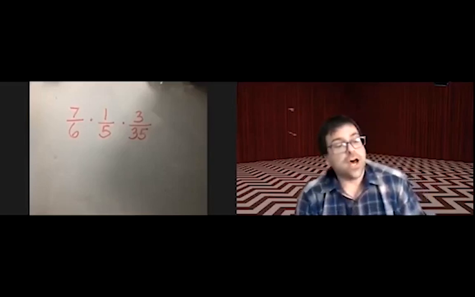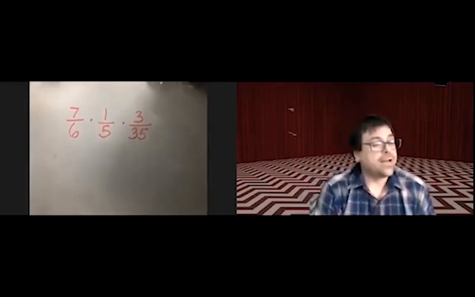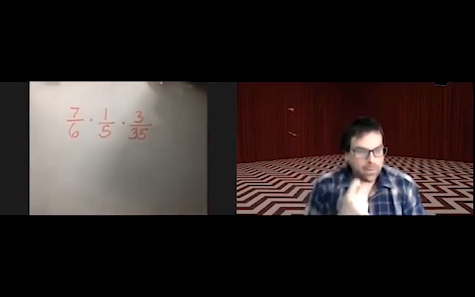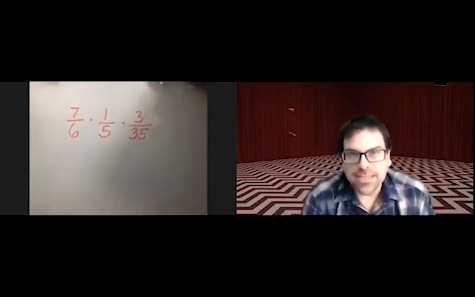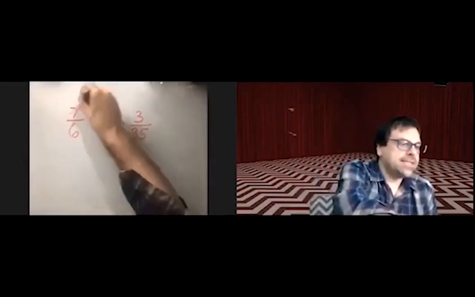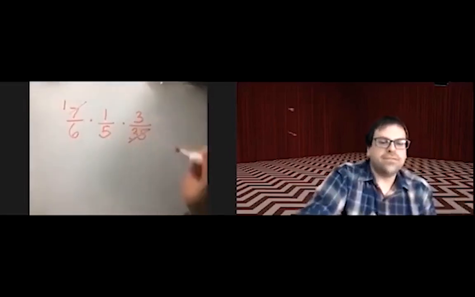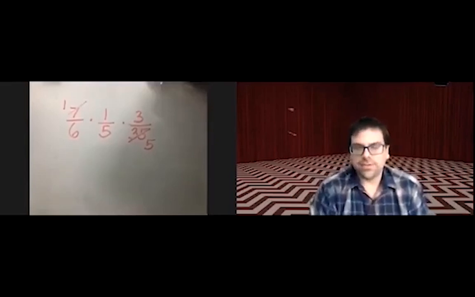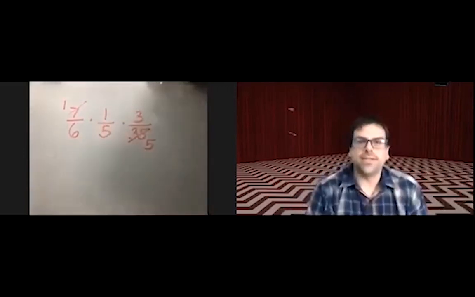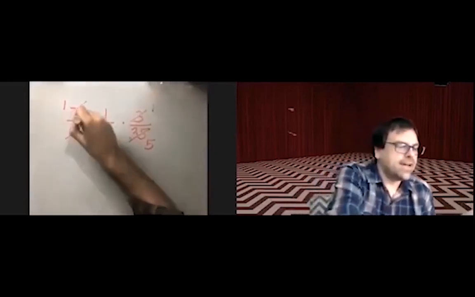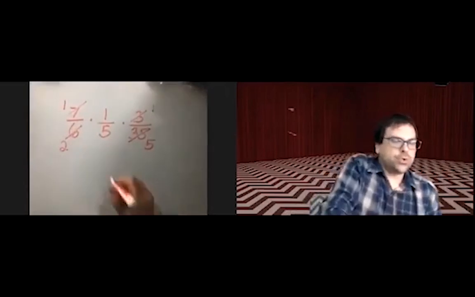So we look for anything on the top that shares a factor with anything on the bottom. I see a 7 on top. I see a 35 on the bottom. Why do I know that those are both divisible by 7? Because I know my multiplication tables. 7 divided by 7 is 1. 35 divided by 7 is 5. Anything else? The 3 on the top with the 6 on the bottom. 3 divided by 3 is 1. 6 divided by 3 is 2.